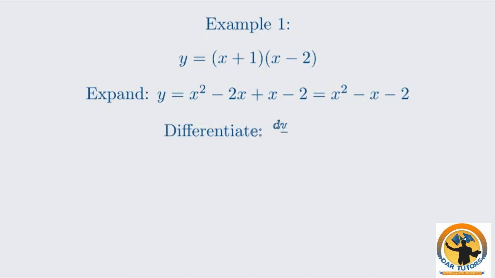The derivative of x squared is 2x. The derivative of negative x is negative 1. The derivative of negative 2 is 0. So dy by dx equals 2x minus 1.